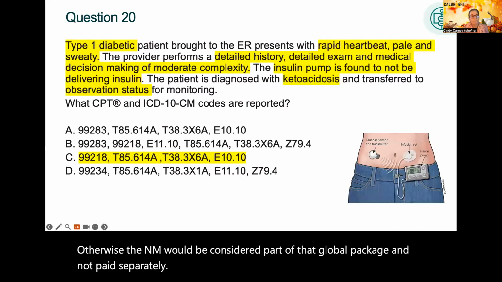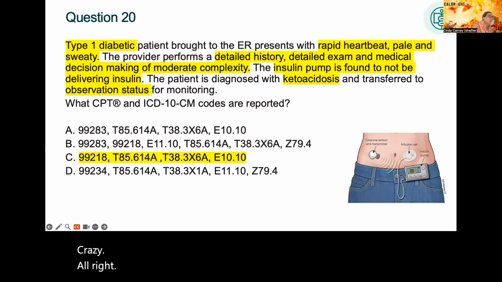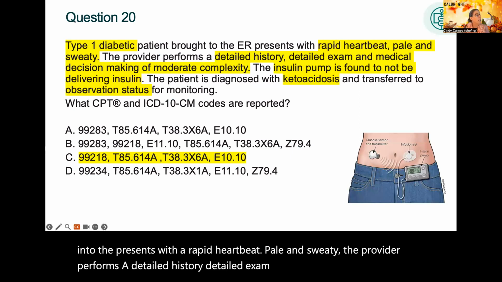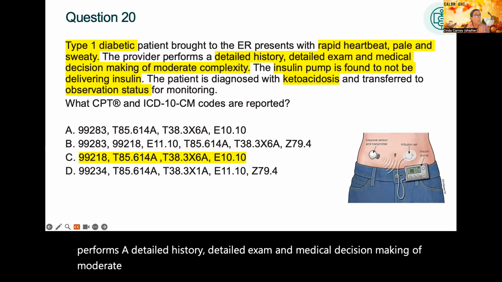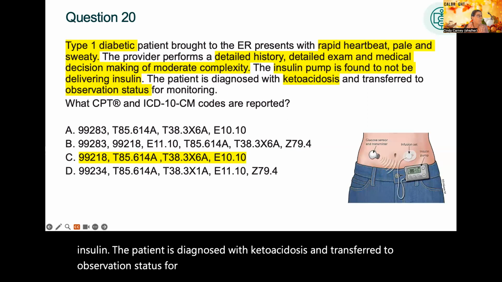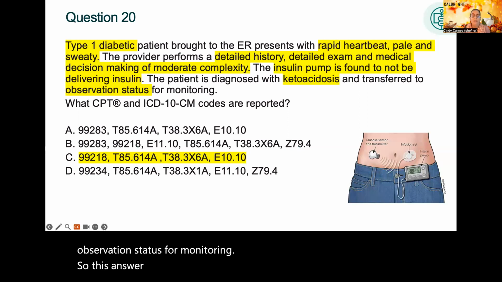All right. As we continue in our pretest, question 20. A type 1 diabetic was brought into the ER, presents with a rapid heartbeat, pale and sweaty. The provider performs a detailed history, detailed exam, and medical decision-making of moderate complexity. The insulin pump is found to not be delivering insulin. The patient is diagnosed with ketoacidosis and transferred to observation status for monitoring. So this answer would be C, 99218.